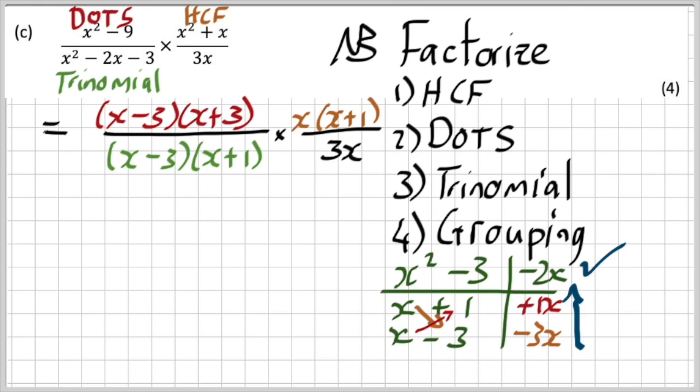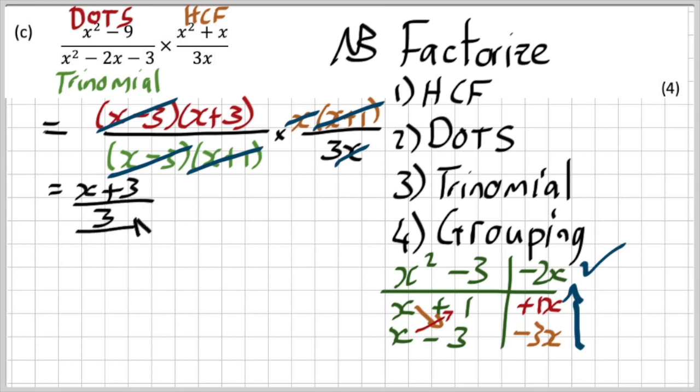Let's look if there are things that can divide away. First of all, x minus 3 and x minus 3 can divide away. Woo! Then x plus 1 and x plus 1 can divide away because it's a numerator and a denominator. Next up, that x and that x can divide away. So what am I left with in the numerators? I'm left with an x plus 3. In the denominators, I'm only left with that 3. And there, ladies and gents, you've done that sum.